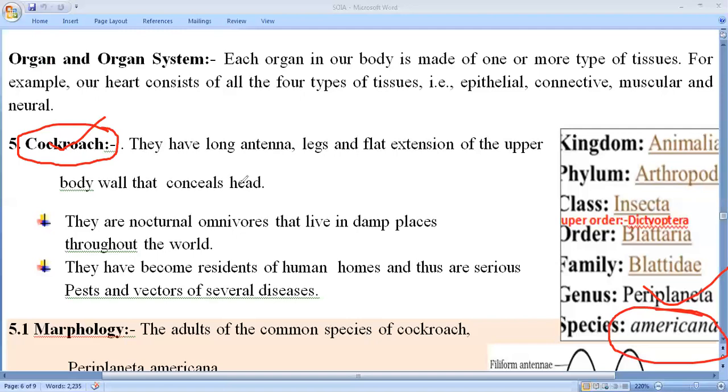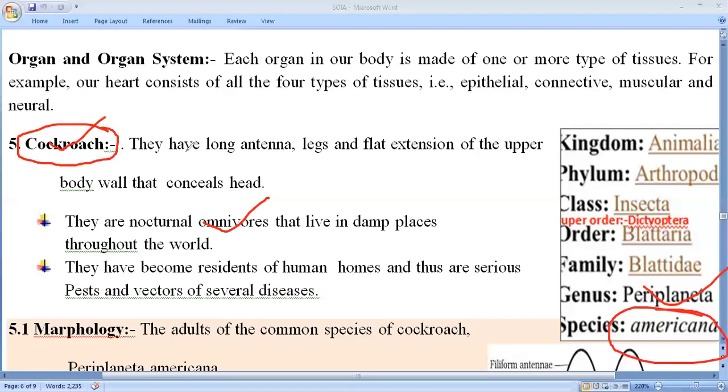This is ubiquitous in nature. Why ubiquitous? Because they have 2 specific properties by which they can live anywhere. First, they are omnivores, and second, a very specific characteristic, the presence of a chitinous exoskeleton. Due to this exoskeleton they have the ability to survive anywhere. They can resist their body temperature and other things. So due to this, cockroach is ubiquitous, meaning present throughout the world.